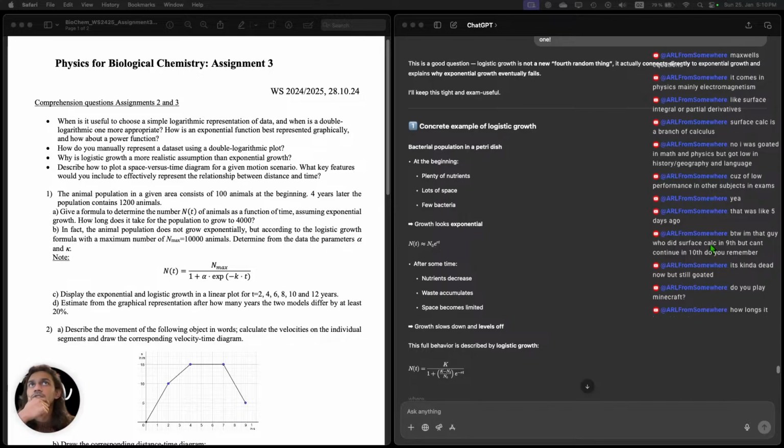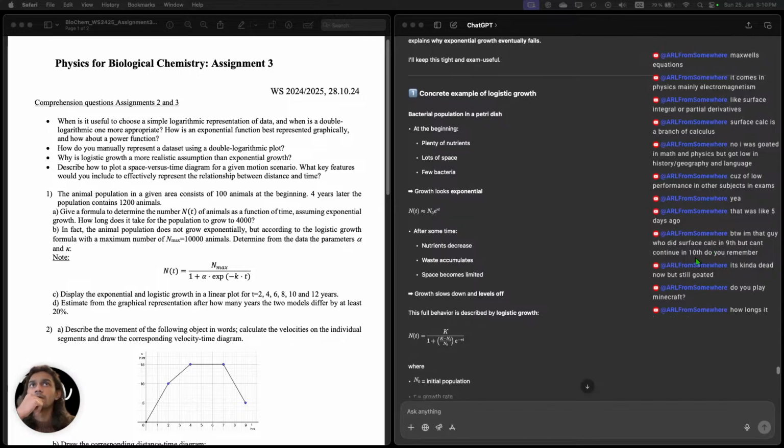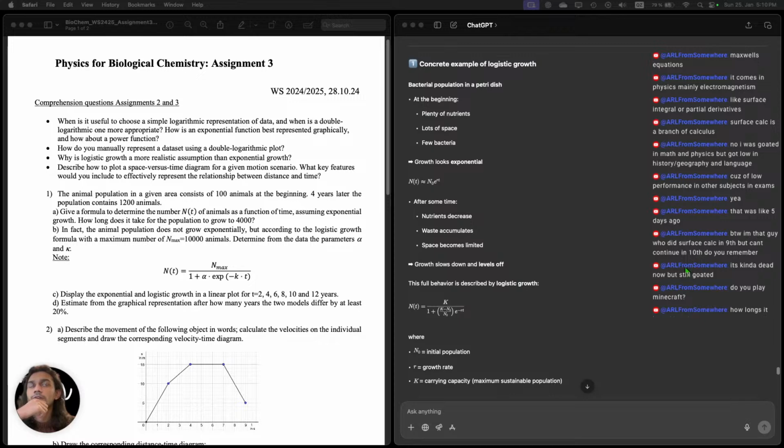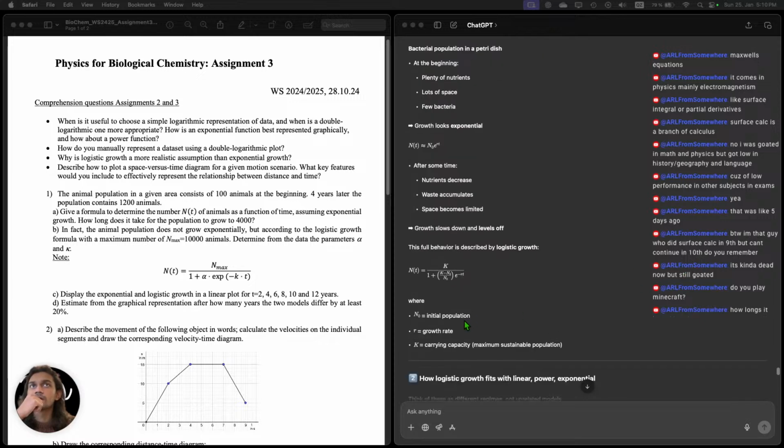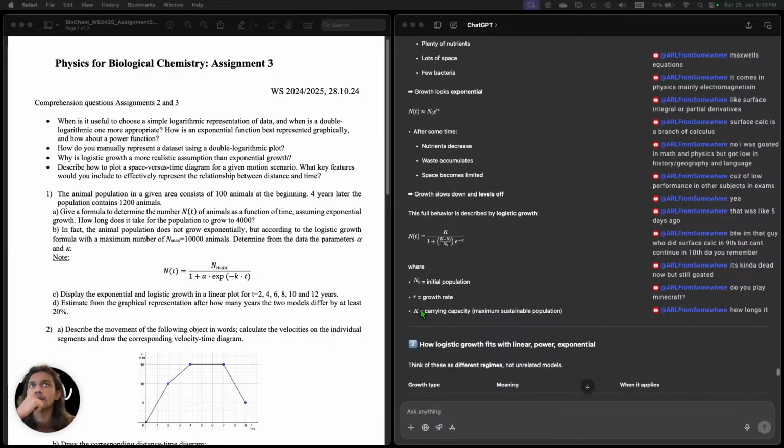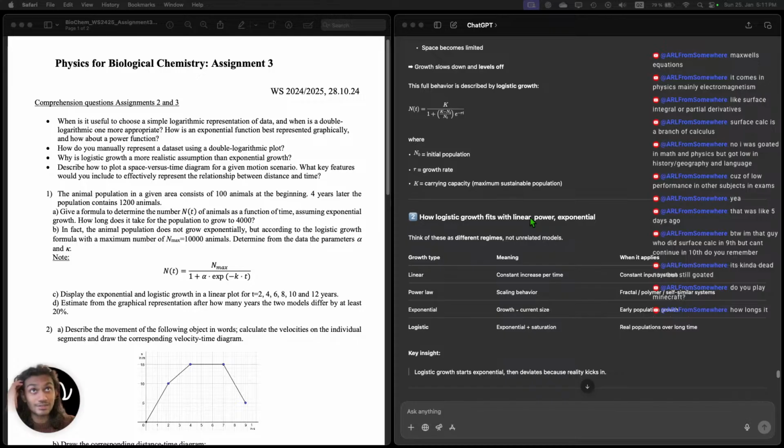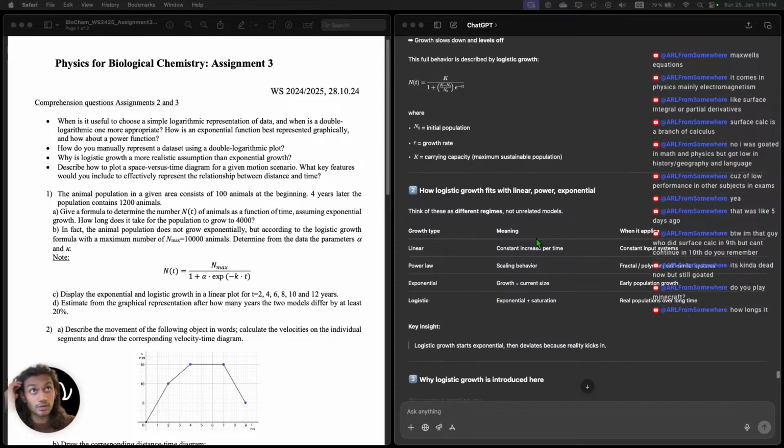Growth looks exponential. This behavior is described by logistic growth. And K is the carrying capacity. Why is logistic growth a more realistic assumption than exponential growth? Okay, so I got the reason. I understand now why logistic is more realistic.